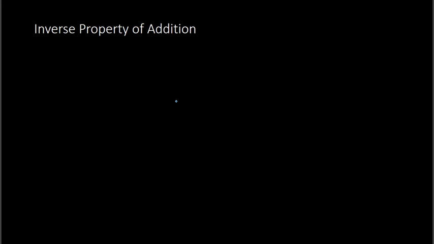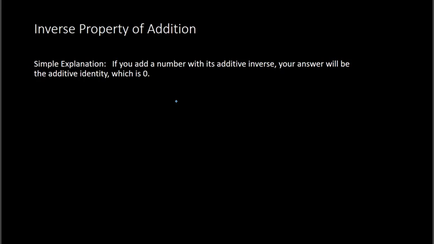Next we have the inverse property of addition. This property says that if you add a number with its additive inverse, your answer will be the additive identity, which is 0. In math notation, we would say a plus negative a, or negative a plus positive a, would equal 0. You take a value, add it with the inverse, or the opposite, and it's going to equal 0. With real numbers, if we had 4, add that with the inverse, which is negative 4, that would equal 0. 4 plus negative 4 is 0.